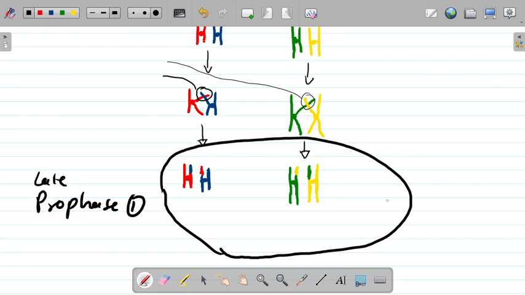Now the spindle fibers are going to attach to what? They are going to end up attaching to the centromere of each chromosome. And then these chromosomes are going to start moving to the middle of the cell, the equatorial region of the cell, in preparation for metaphase.